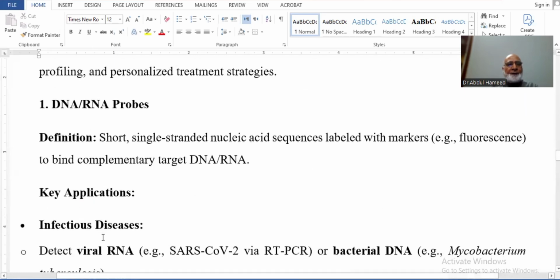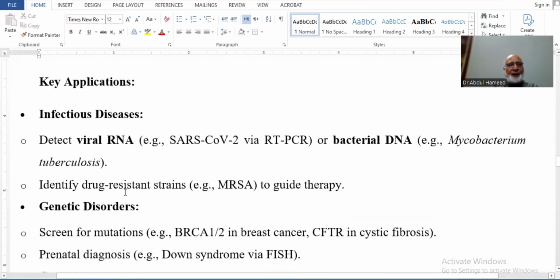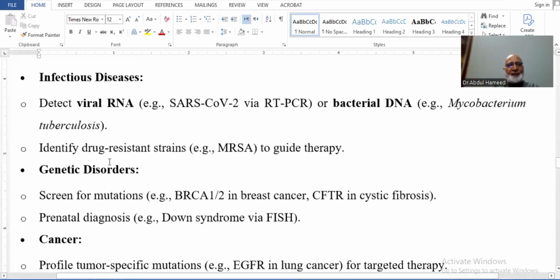So if we revise DNA and RNA probes, the definition is short, single-stranded nucleic acid sequences labeled with markers, maybe fluorescence, to bind complementary target DNA or RNA in the given sample. Key application in infectious disease detection: detect viral RNA, for example in case of COVID or SARS, or bacterial DNA such as Mycobacterium tuberculosis, or identify drug-resistant strains such as MRSA to guide therapy.